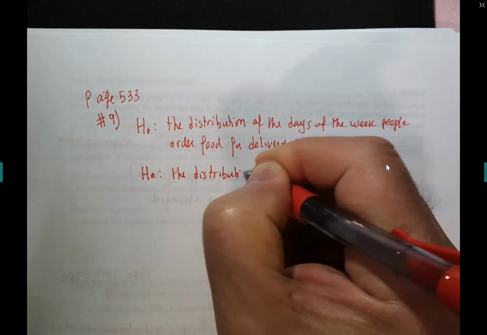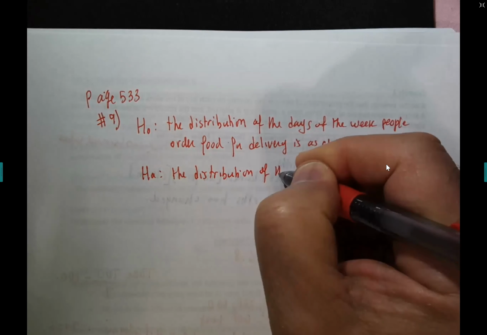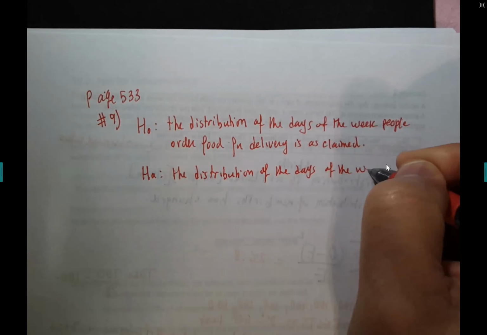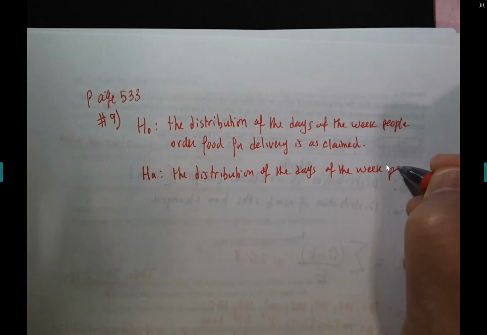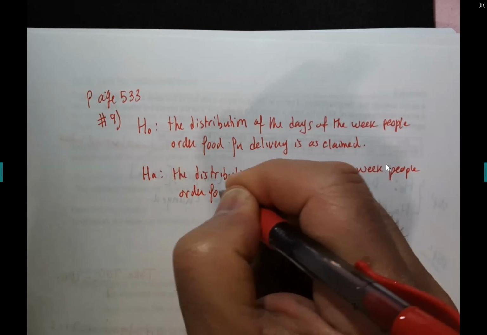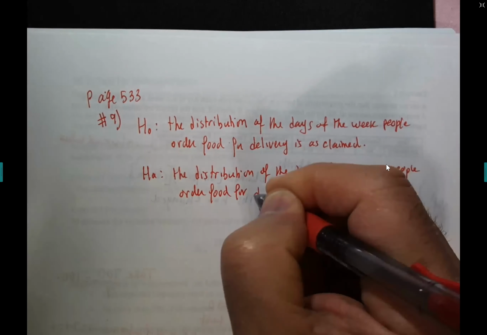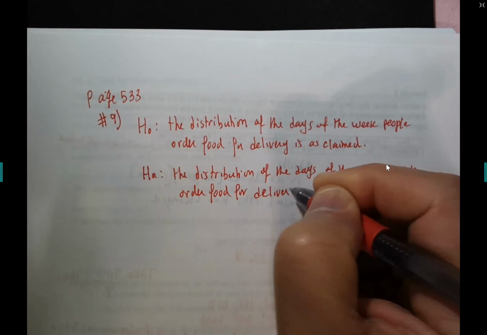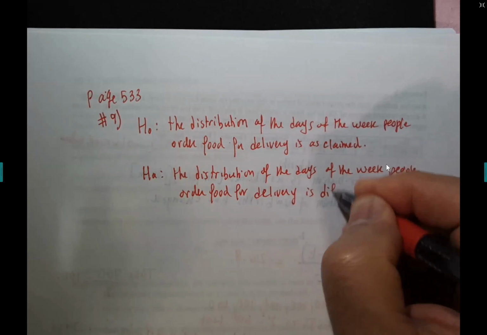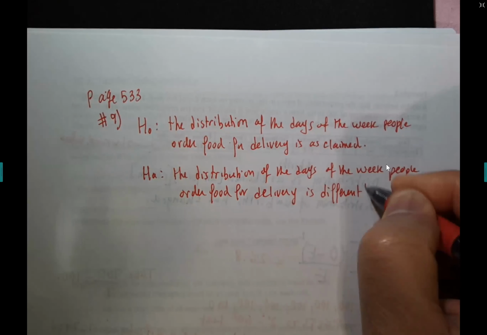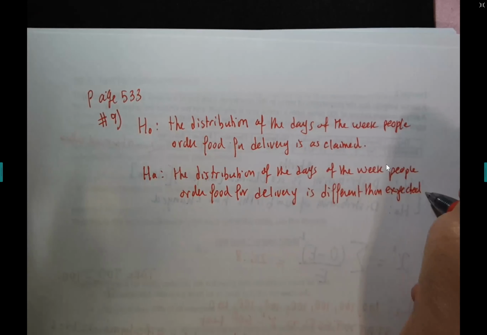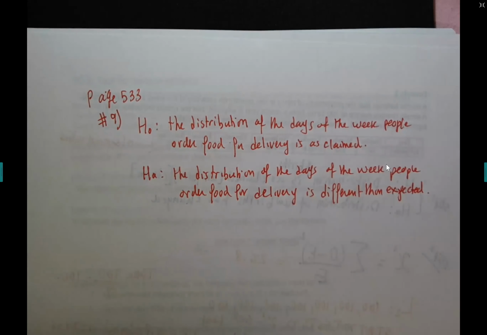HA: the distribution of the days of the week people order food for delivery, you can say has changed or is different than expected. Or you can say has changed. Either one would work. And that's our claim, guys.